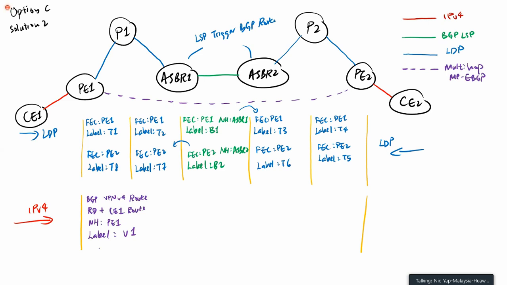Okay. And in the other direction, from CE2 sending this information out, from CE2 back to CE1, we have a BGP VPNv4 route as well.